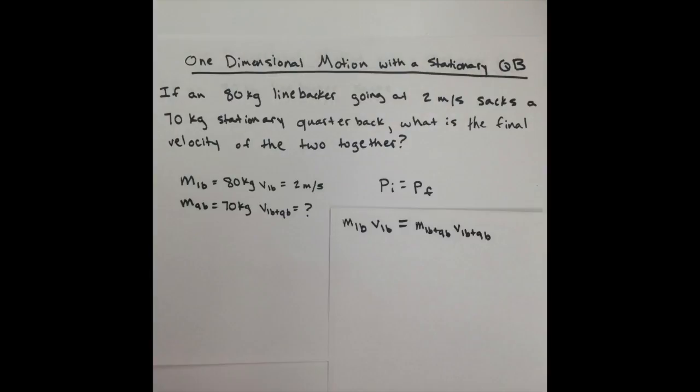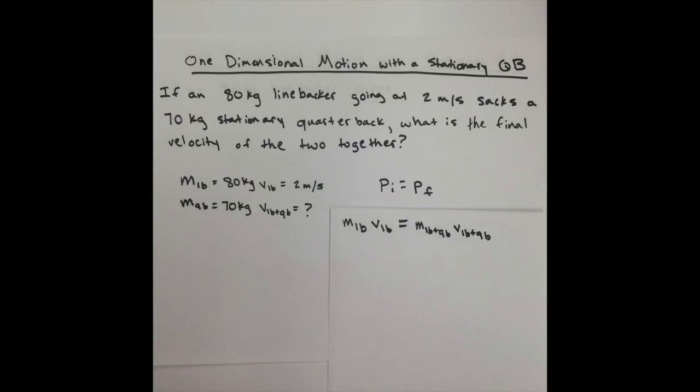Our first step is to write down all the information that we know. We know that the mass of the linebacker is 80 kilograms and his velocity is 2 meters per second. And we also know the mass of the quarterback. His is 70 kilograms. And we're trying to find the final velocity of the two together, since they'll be stuck together. This problem is a conservation of momentum problem. This means that we can use the formula Pi equals Pf.